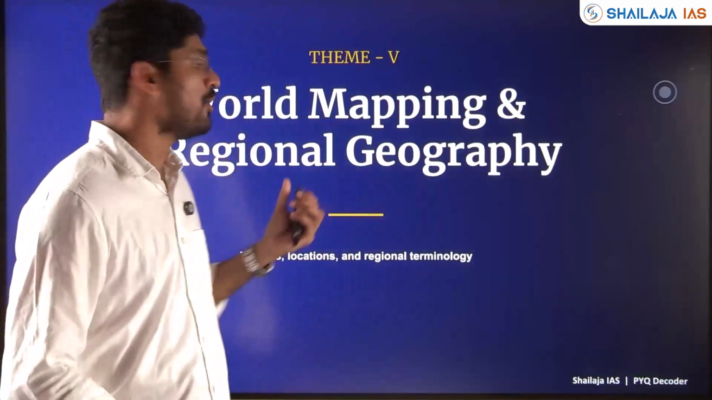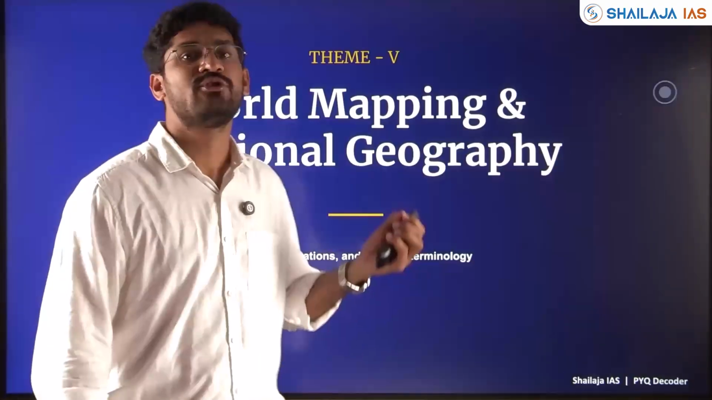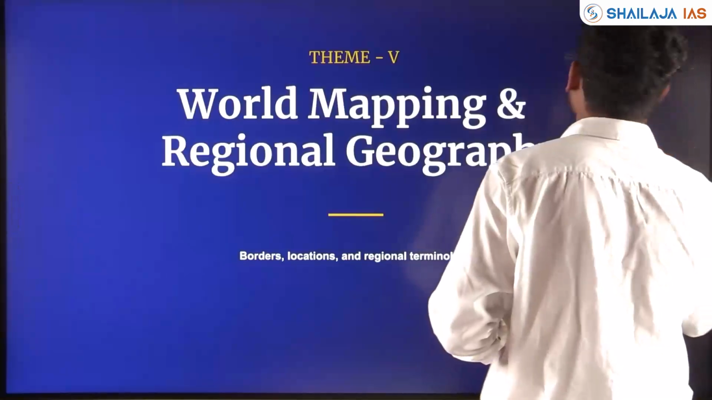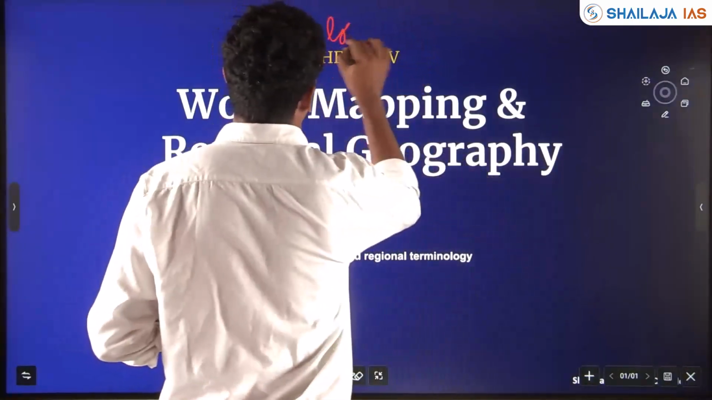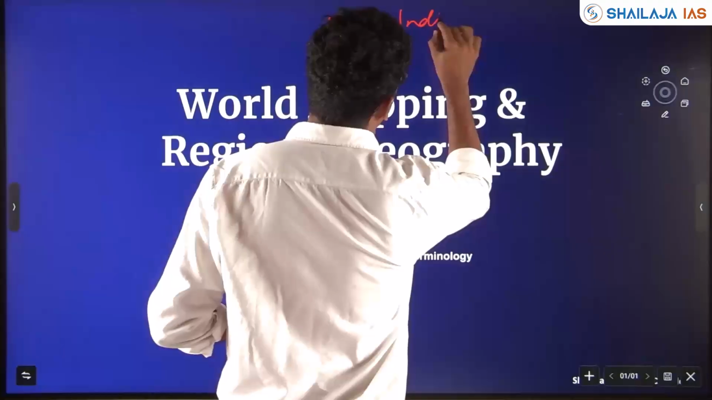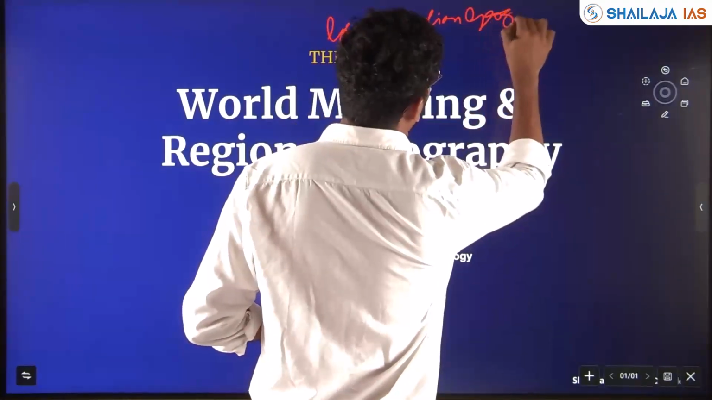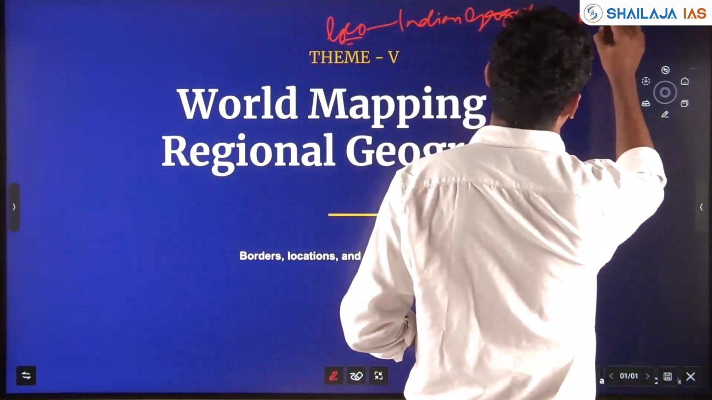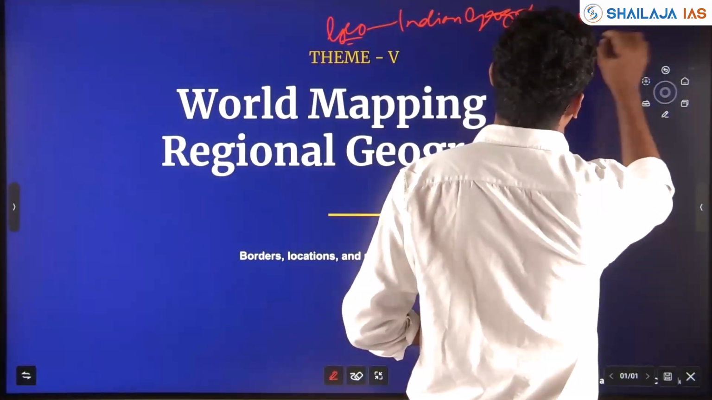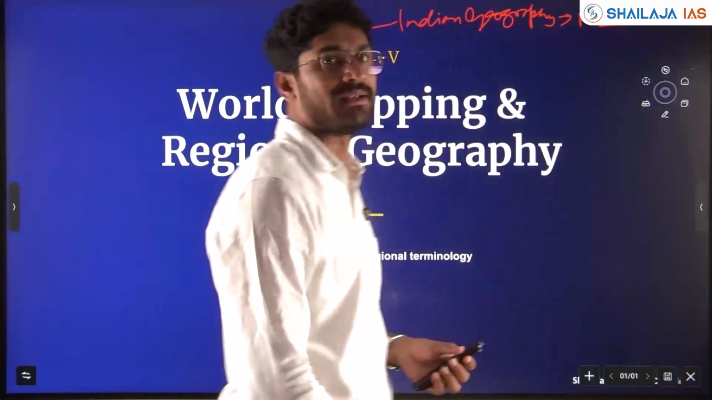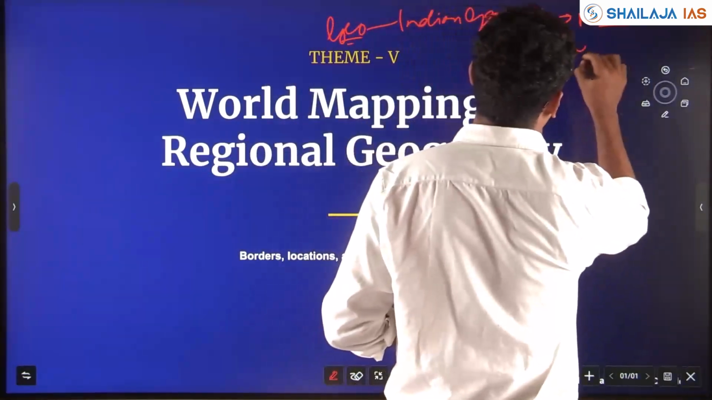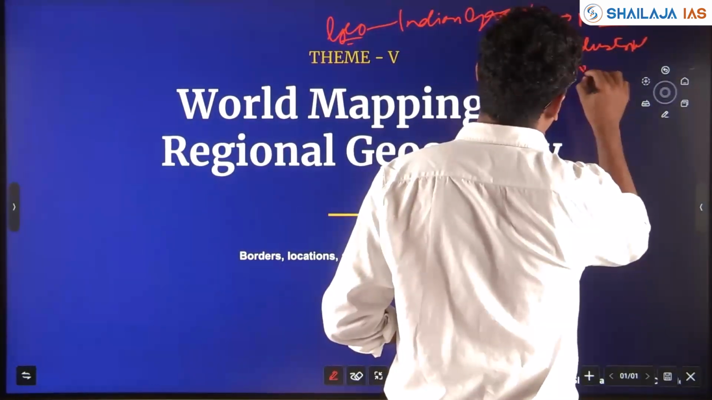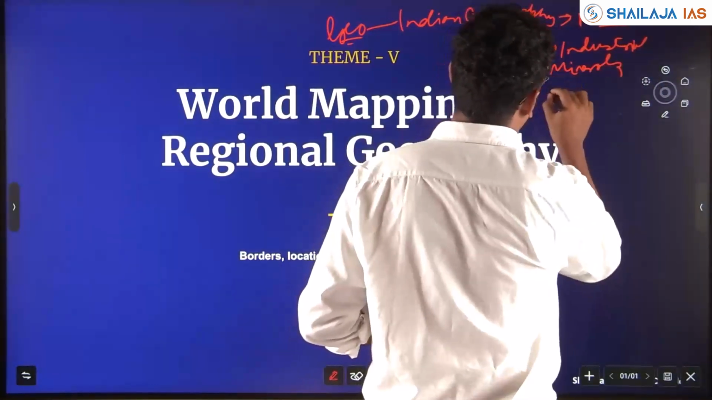It is with respect to world mapping, regional geography mapping. So we already know mapping is an important part in geography. You have Indian mapping, Indian geography. It can be physical geography, physical places, important rivers, forests, important places in news, human geography, industrial geography, industries, minerals, resources.